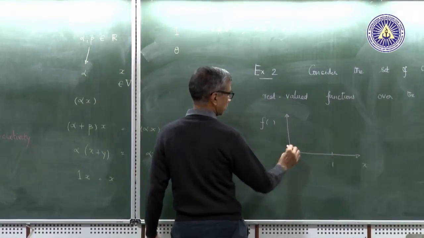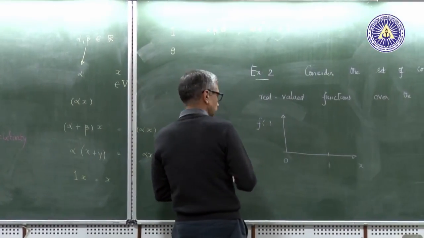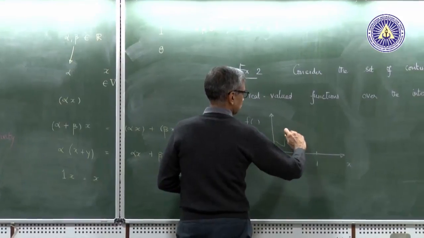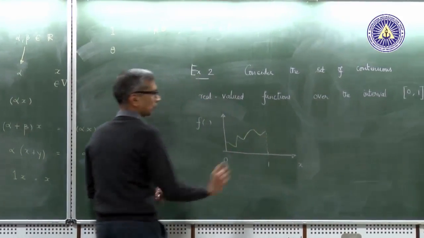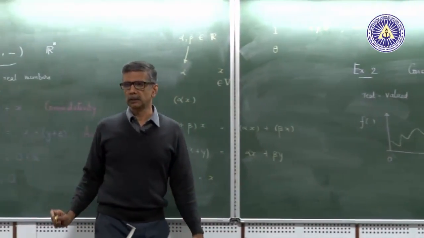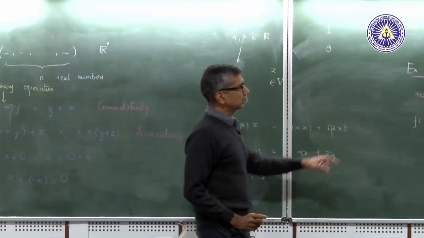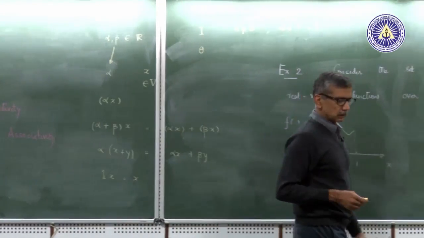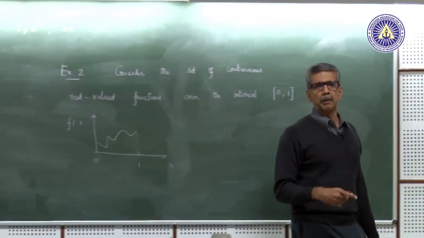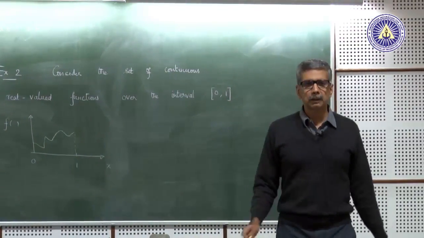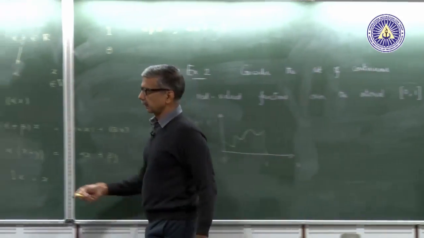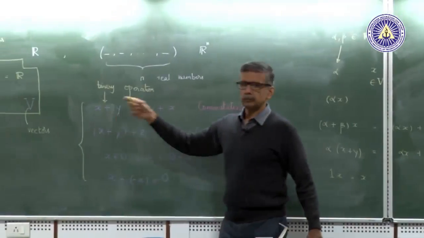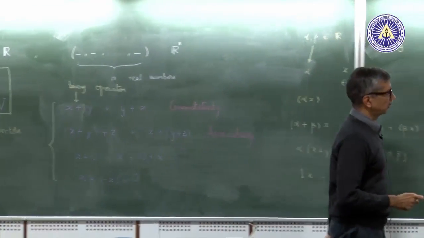So, this is f of x. So, maybe it has that shape, that could be f of x. Now, take the set of all such functions. Do you think they form a vector space over the real numbers? And if yes, what would this operation be? What would that binary operation be?